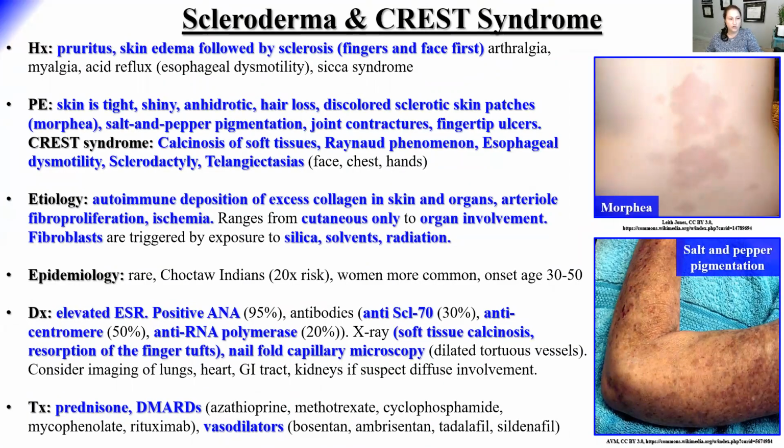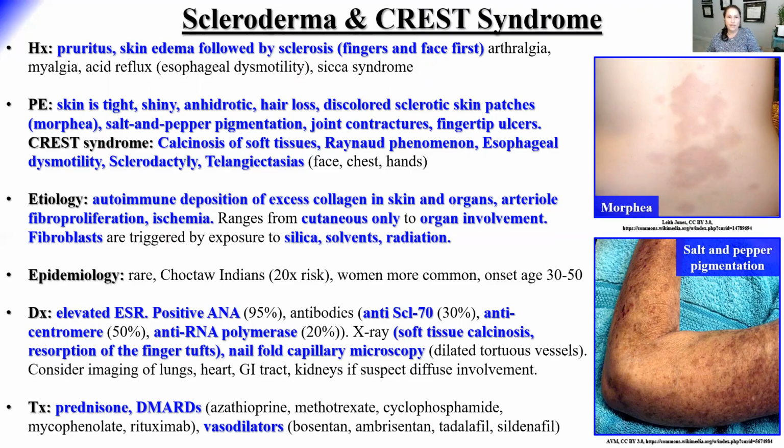Scleroderma and CREST syndrome. These are very rare disorders. This is an autoimmune deposition of collagen in excess of what it should be in the skin, in the organs. You also have an arterial fibroproliferation of collagen, and then that eventually causes ischemia because it closes down the arteries.